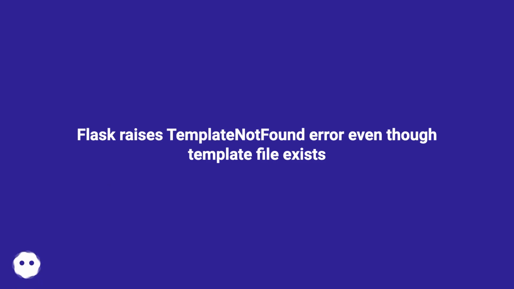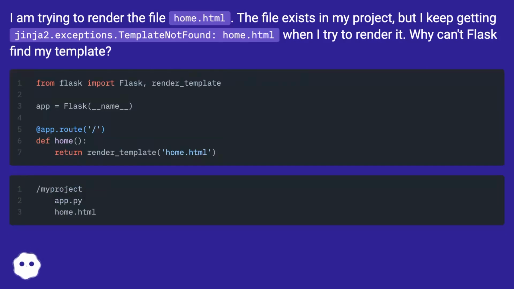Flask raises TemplateNotFound error even though template file exists. I am trying to render the file home.html. The file exists in my project, but I keep getting jinja2.exceptions.TemplateNotFound: home.html when I try to render it. Why can't Flask find my template?